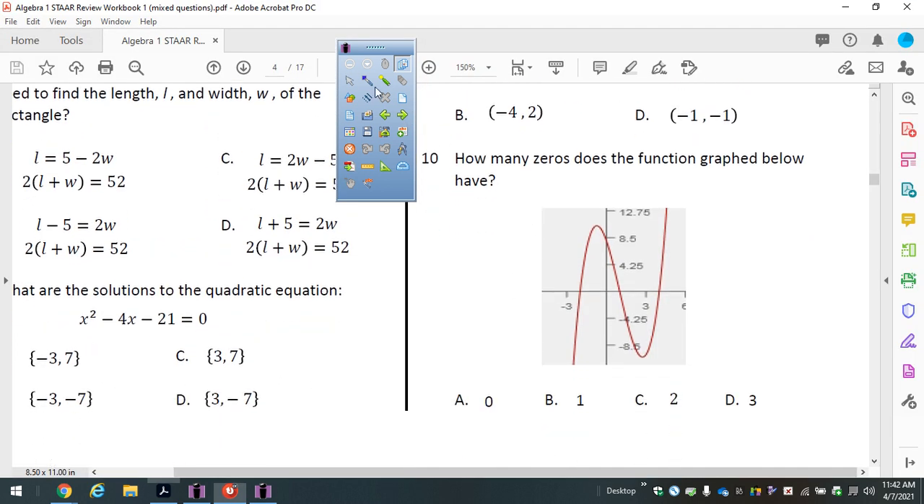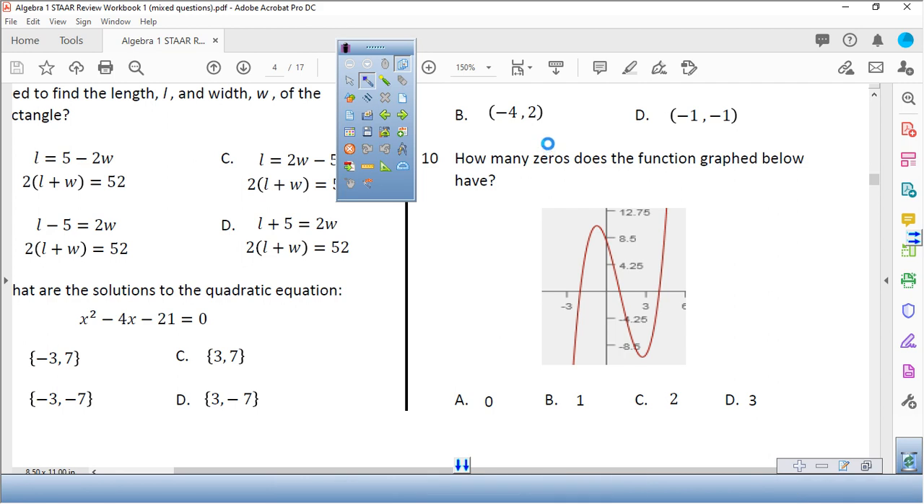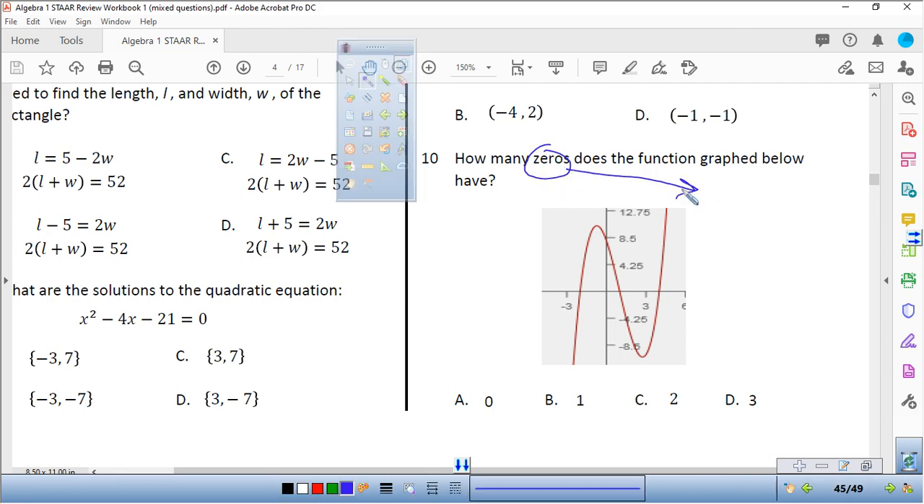Last one. Super easy, guys. Somebody tell me another word for zeros. Anybody know another word for zero? Very important that you know this. Thank you so much. Now, how many zeros, how many x-intercepts does it have? I see one x-intercept, two x-intercepts, three x-intercepts, Jasmine.